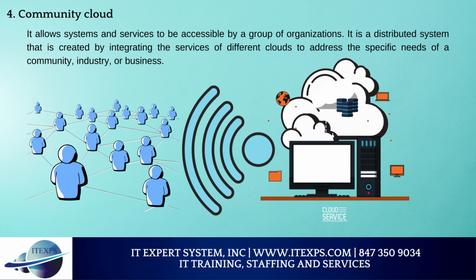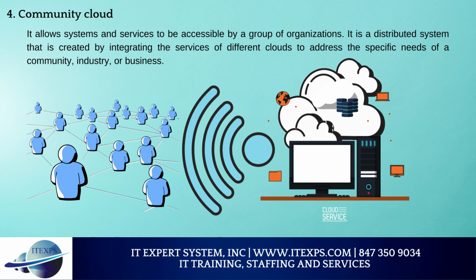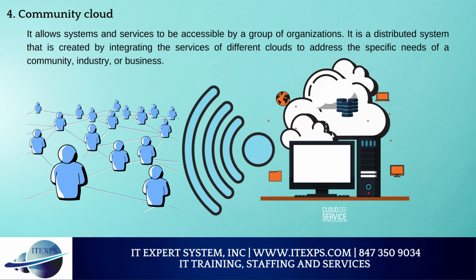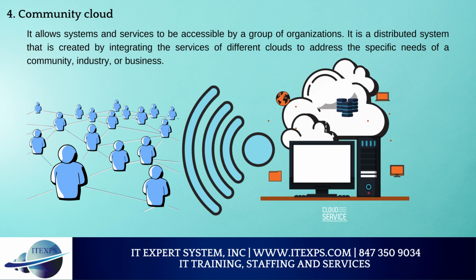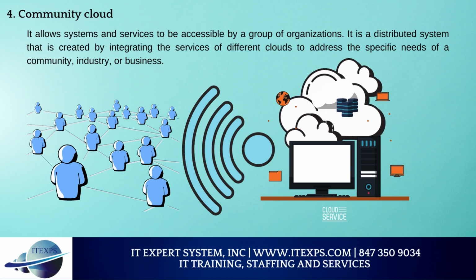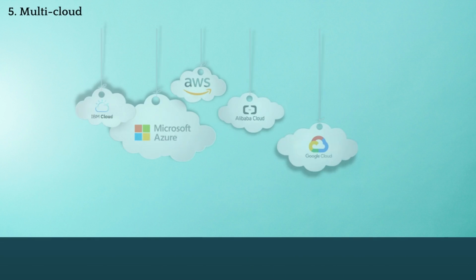4. Community cloud. It allows systems and services to be accessible by a group of organizations. It is a distributed system that is created by integrating the services of different clouds to address the specific needs of a community, industry, or business. The infrastructure of the community could be shared between the organization, which has shared concerns or tasks. It is generally managed by a third party or by the combination of one or more organizations in the community.